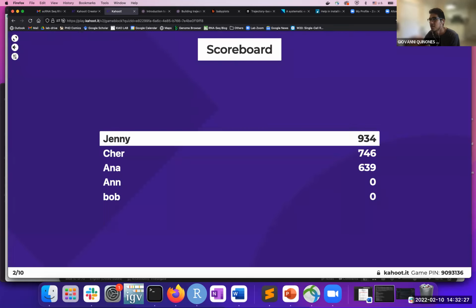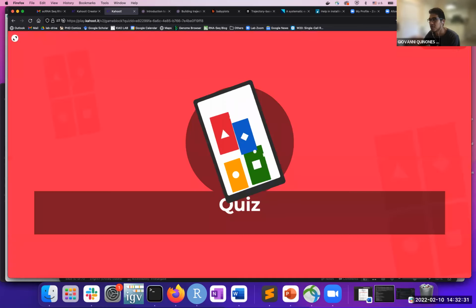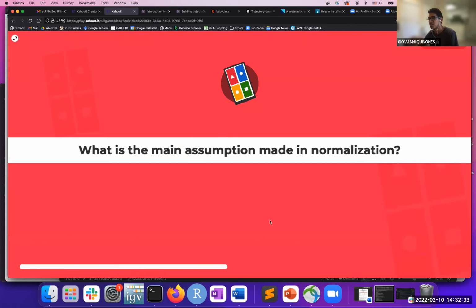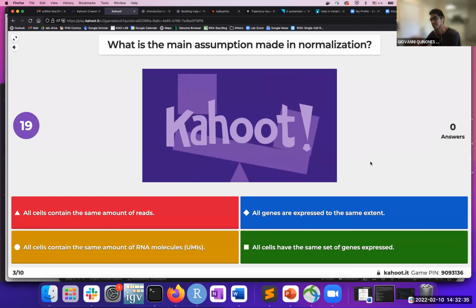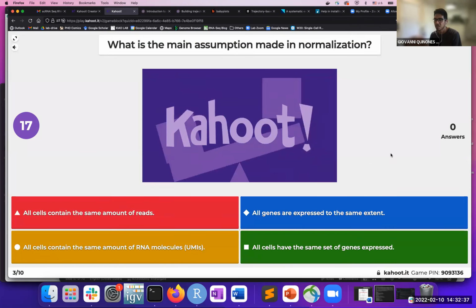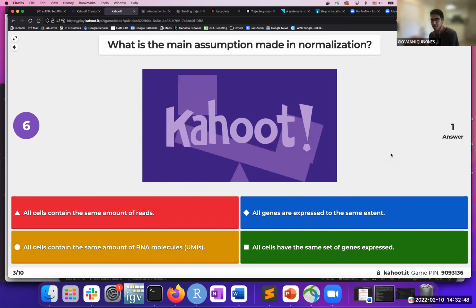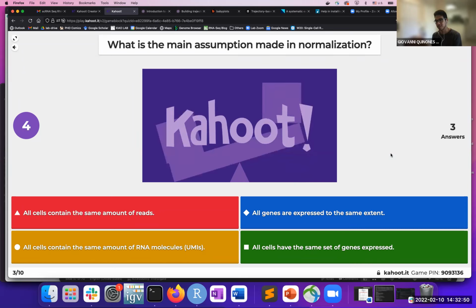Great, moving on to the third question. What is the main assumption made in normalization? I guess this Kahoot is a little more challenging because this is some of the material from yesterday. I guess we'll see who has the better memory.